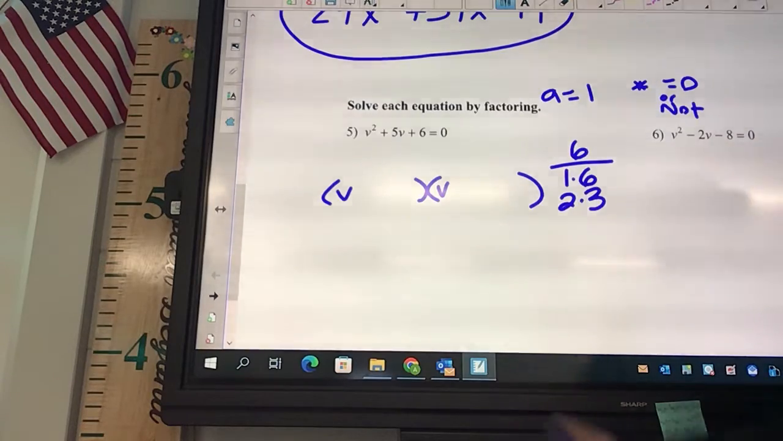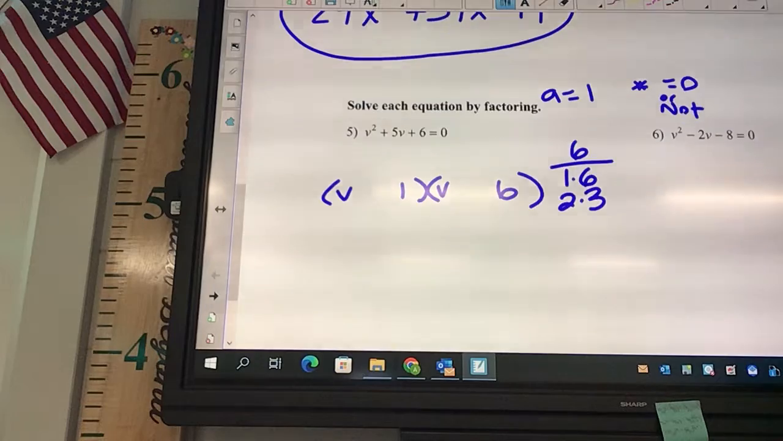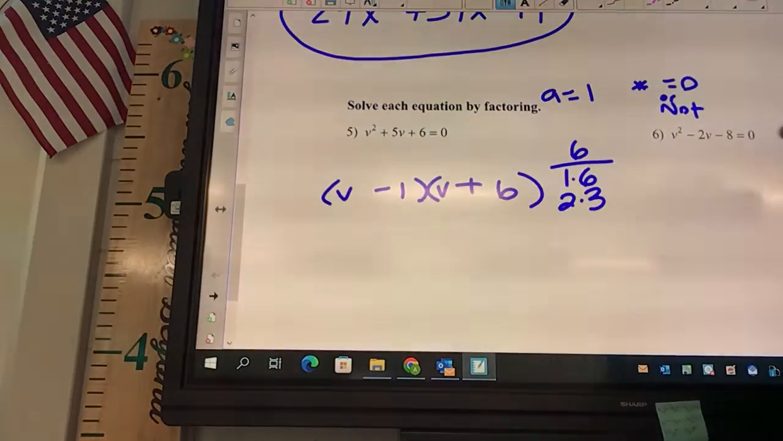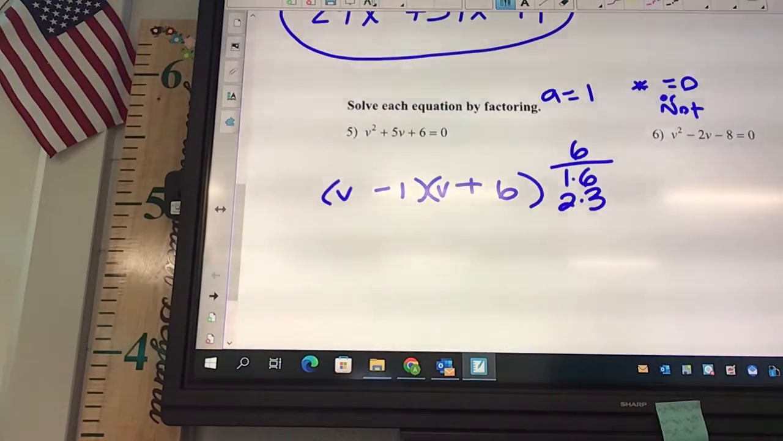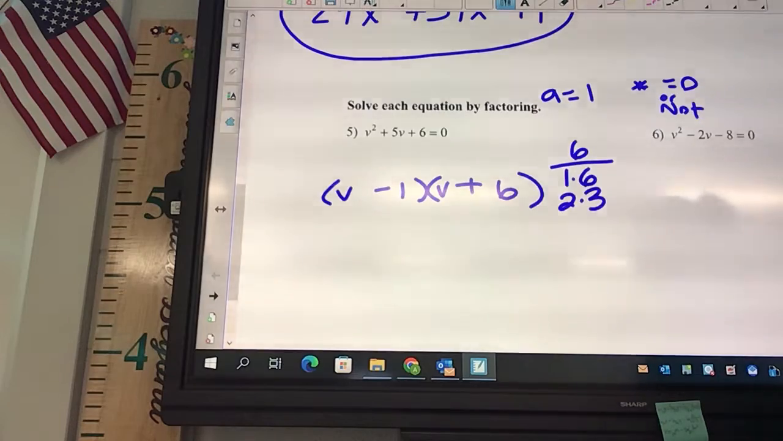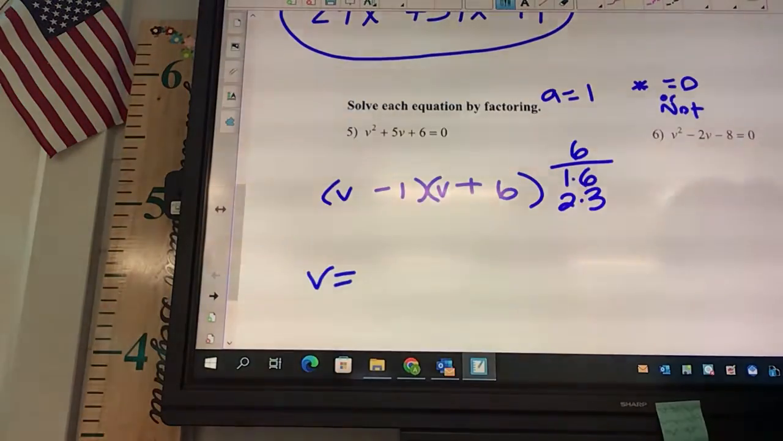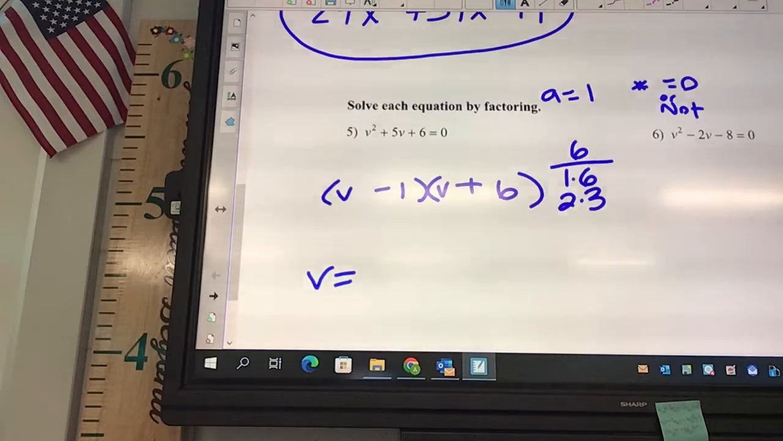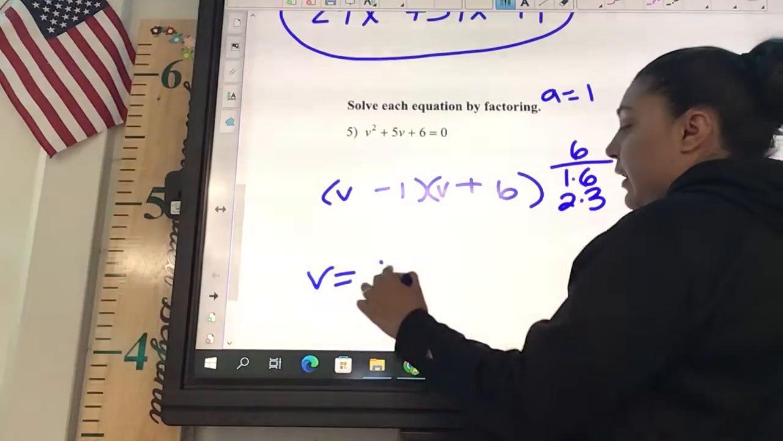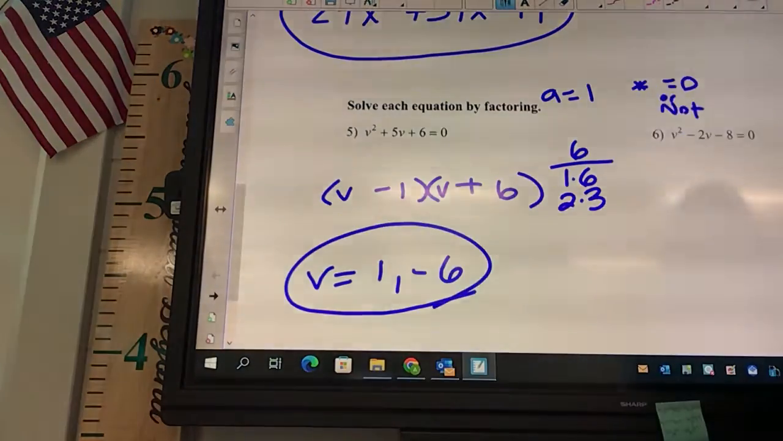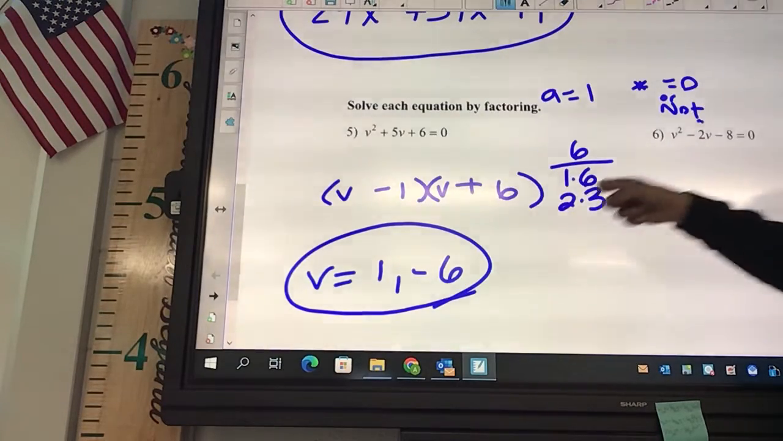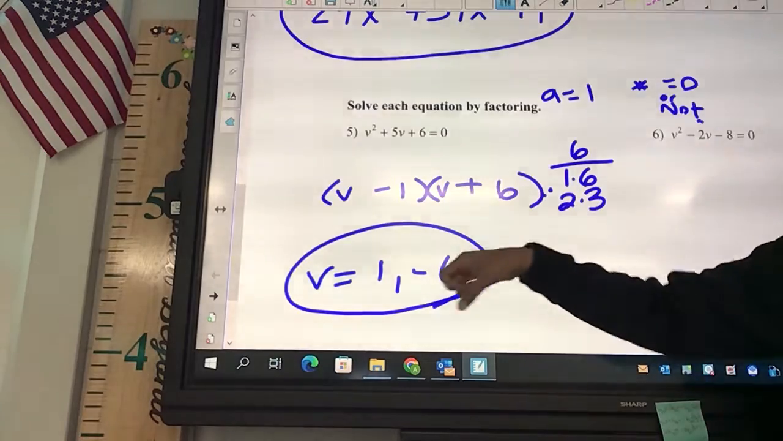You can use 1 and 6. You can also use 2 and 3. If we use 1 and 6, how can I get a positive 5? Minus 1 plus 6. What if I used a 2 and 3? Plus 2 plus 3. Now, does this say equals 0 or not? Yes. So we need to say V equals, and we're going to do the trickery way. What's going to be the first one? V plus 1, and the other one, minus 6. So you got a positive 1 and a negative 6. When there's a not equal 0, this would be your answer. When there's an equal 0, it should look like this.